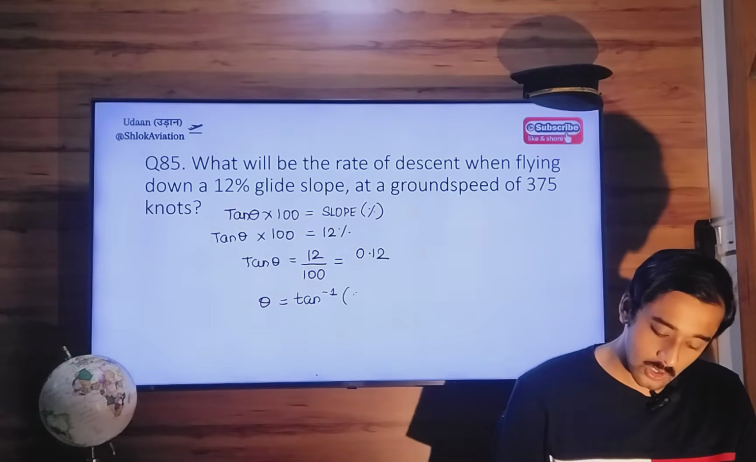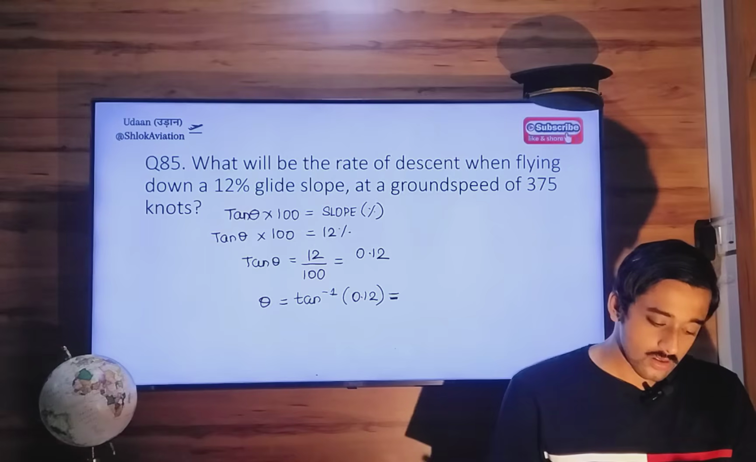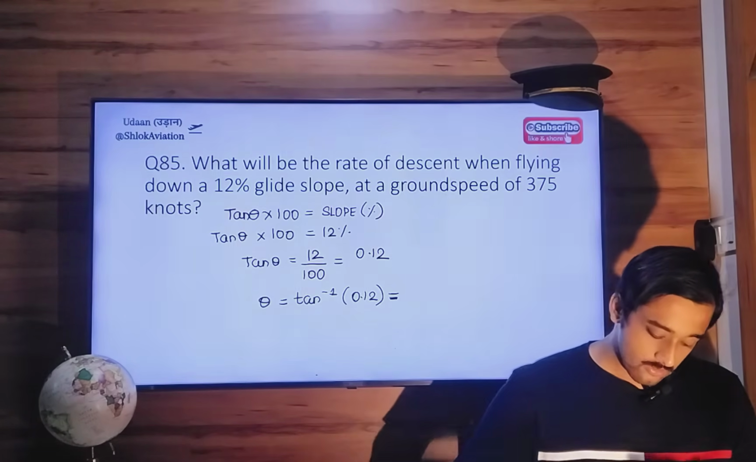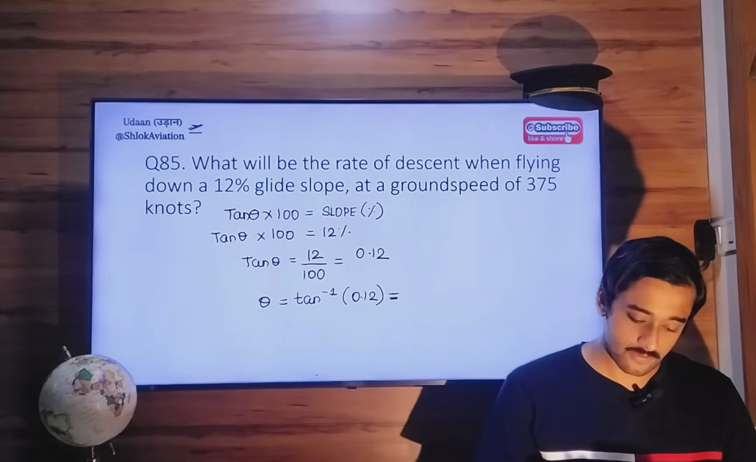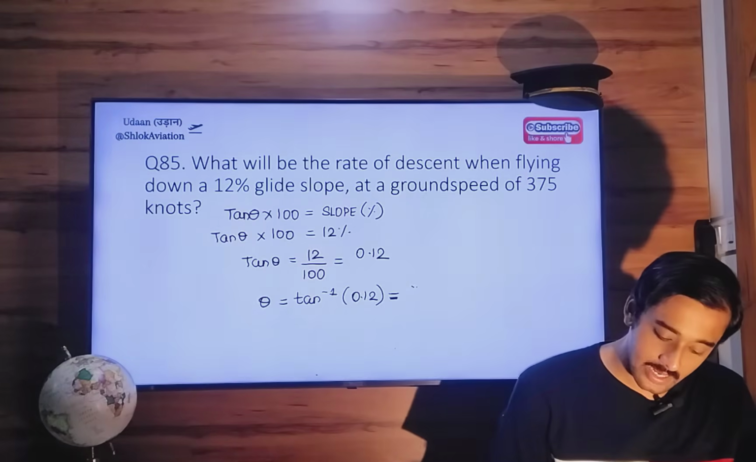So tan inverse 0.12. Tan inverse 0.12 is 6.8 degrees, or approximately 7 degrees.